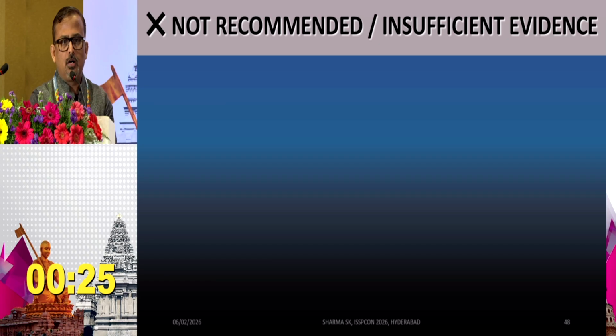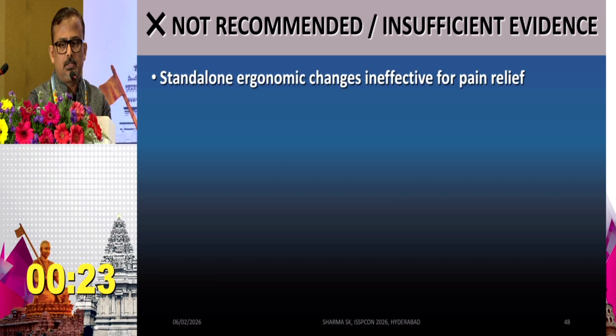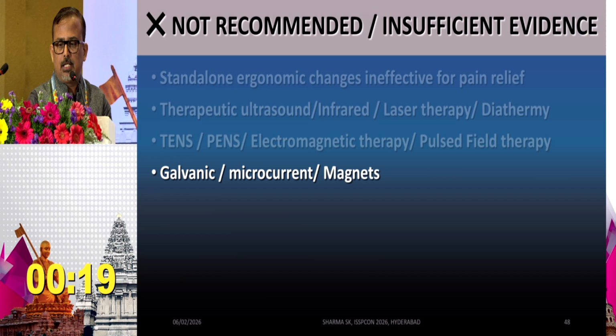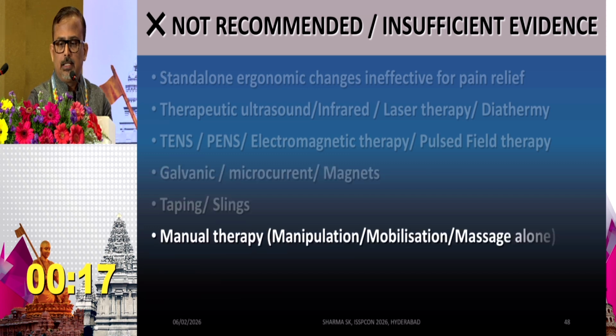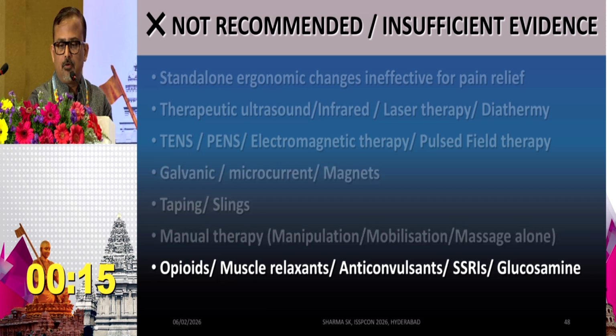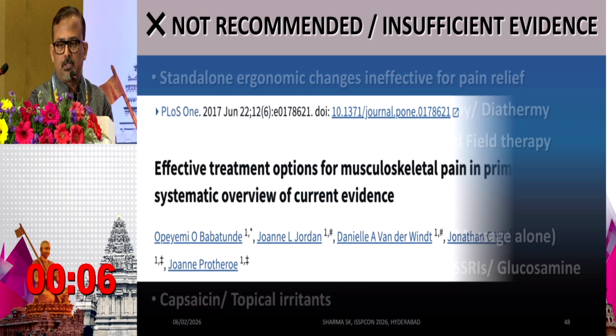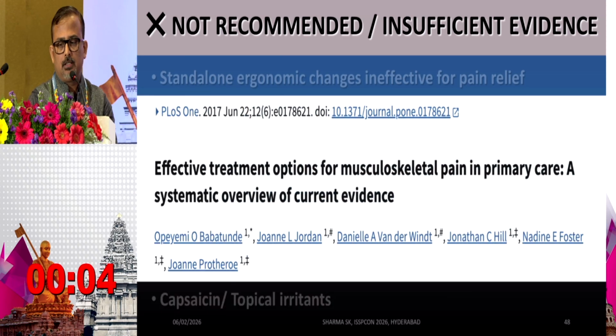And what are the non-recommended? There is a long list. Standalone ergonomic changes, therapeutic ultrasound, TENS, electromagnetic, galvanic, taping, slings, manual therapy, opioids, muscle relaxants, anticonvulsants, SSRIs, glucosamine, capsaicin, these are all non-recommended or there is insufficient evidence. And you can find this in this article.